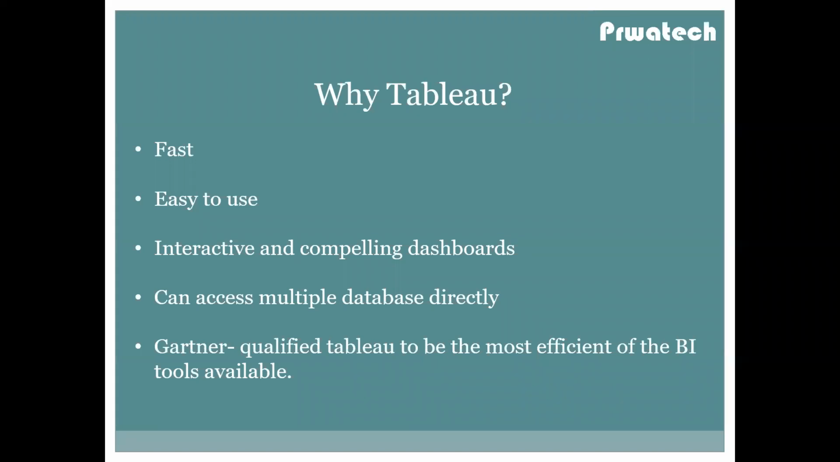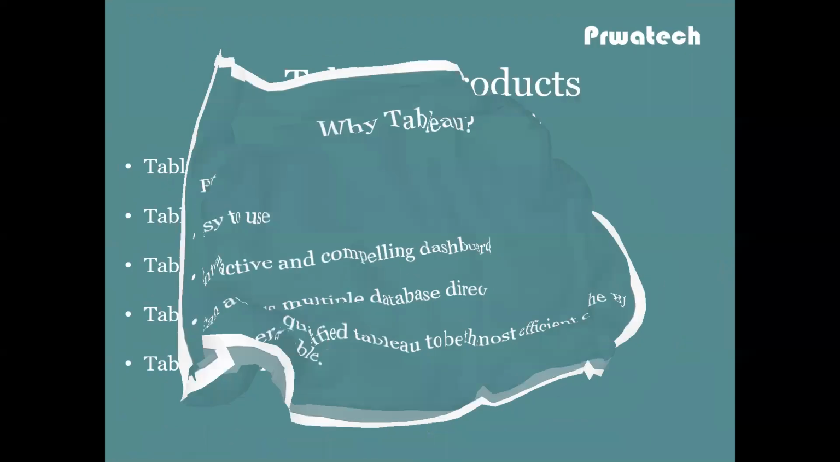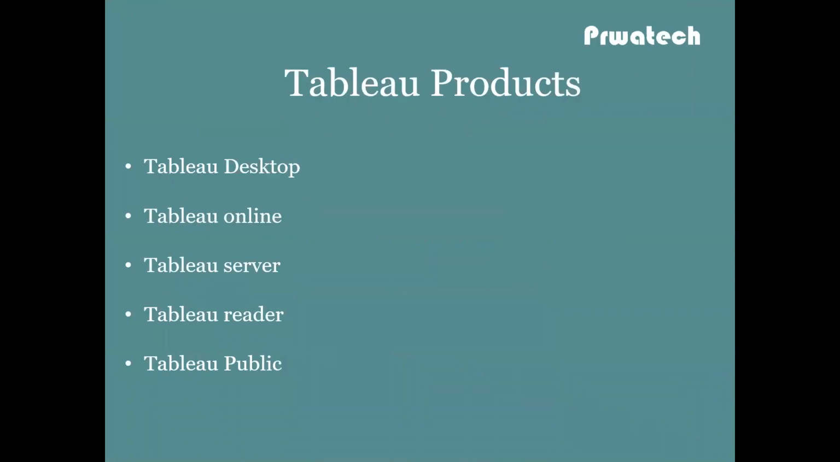So now that we are done with what is Tableau, when was it launched, how it works and all, and why we are using it, let's go ahead and see what the different products in Tableau are, or what different tools there are in Tableau. So like you can see, there are Tableau Desktop, Tableau Online, Tableau Server, Tableau Reader, and Tableau Public. So these are the five of them.